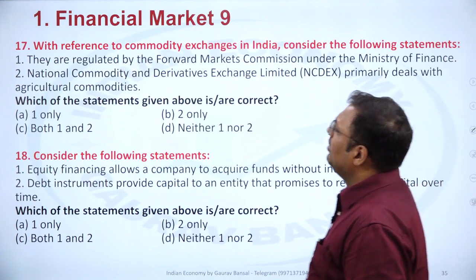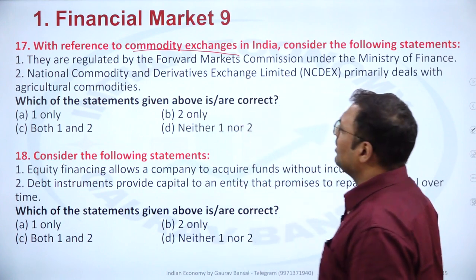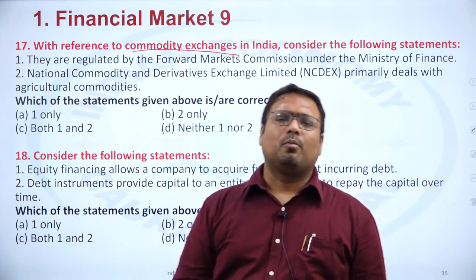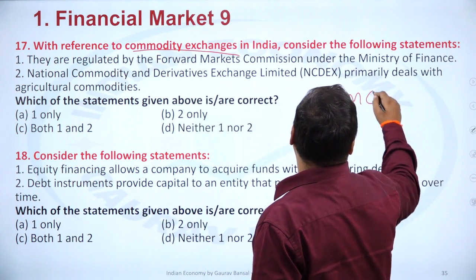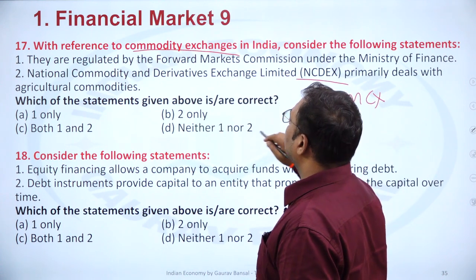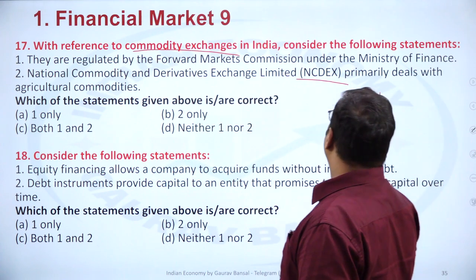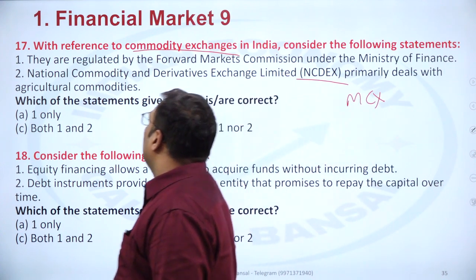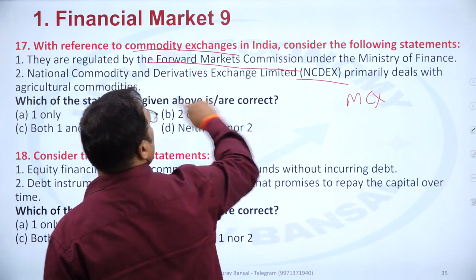Question number 17. With reference to commodity exchanges in India, consider the following. The two most important commodity exchanges in India are MCX, which is Multi Commodity Exchange, and NCDEX, National Commodity and Derivative Exchange. Now let us look at it. They are regulated by the Forward Market Commission under the Ministry of Finance.